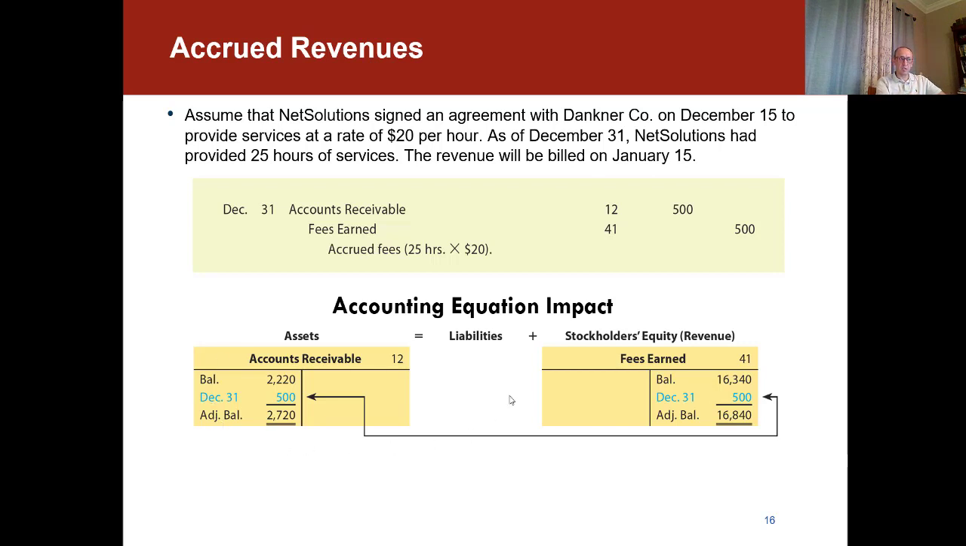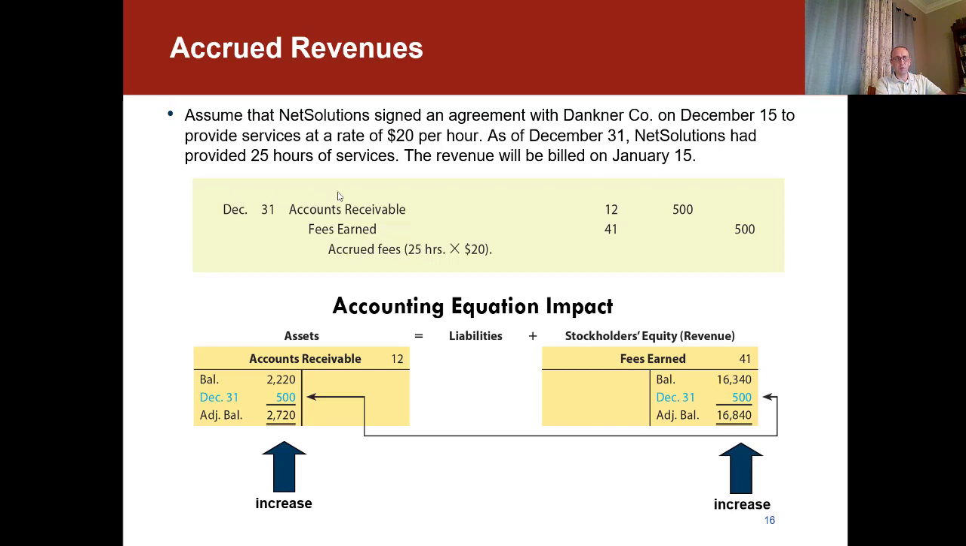So we see here how it affects the accounting equation. You can see that accounts receivable under assets go up, and then fees earned or revenue, which has an indirect impact on stockholders' equity, but it's a positive indirect impact, would also go up. So this is one of the adjusting entries where we expect to see accounts receivable. So I want you to remember it's very straightforward. We debit accounts receivable and we credit the revenue.